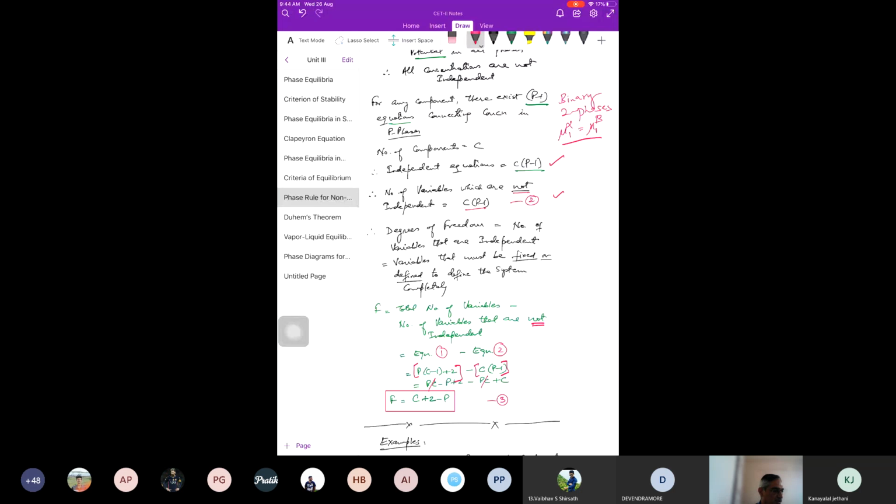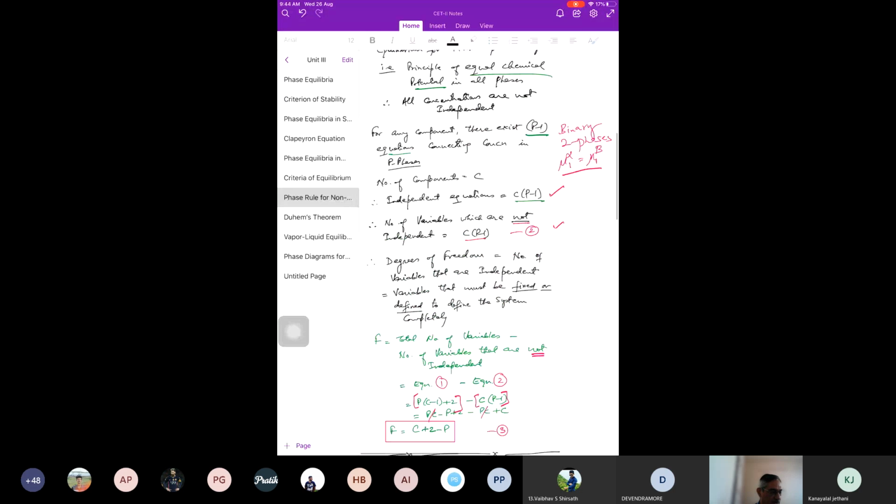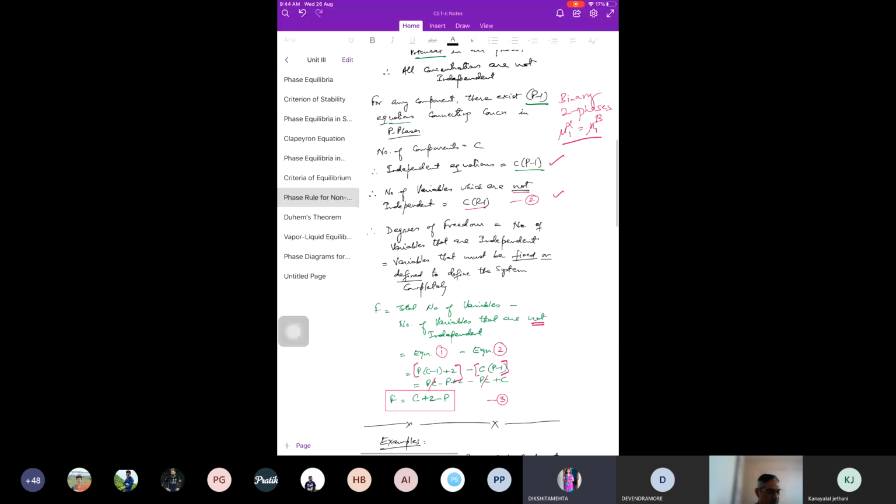Okay. If there are no questions, ये भी कभी कभी एग्जाम में आता है डेरिवेशन ऑफ फेज रूल. You should be able to derive this equation. Sir, the number of variables which are independent वो एक बार फिर से बोलो. Number of variables that are not independent. ये constraints है basically. ये जो हमने लिखा है ये this part is basically number of equations.